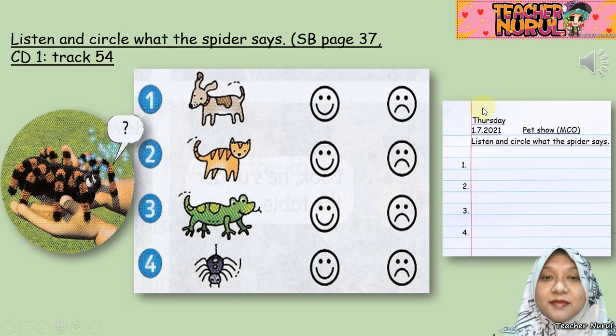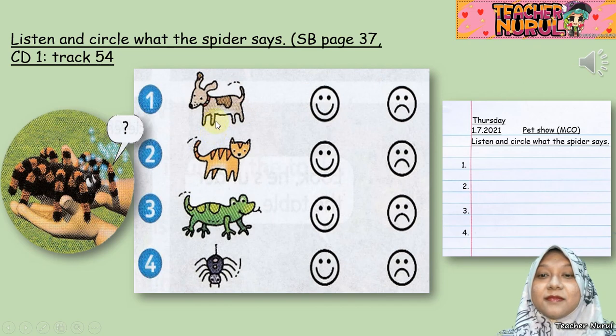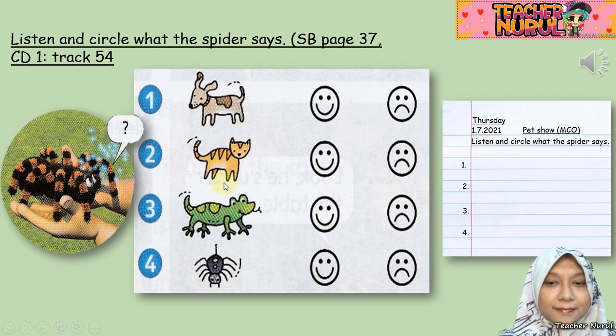Student's Book, page 37. 2. Listen and circle what the spider says. 1. I like dogs. 2. I don't like cats. 3. I don't like lizards.